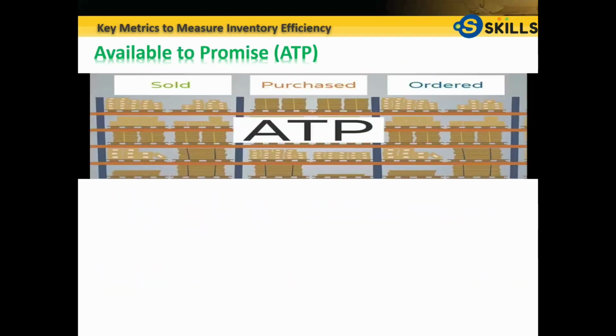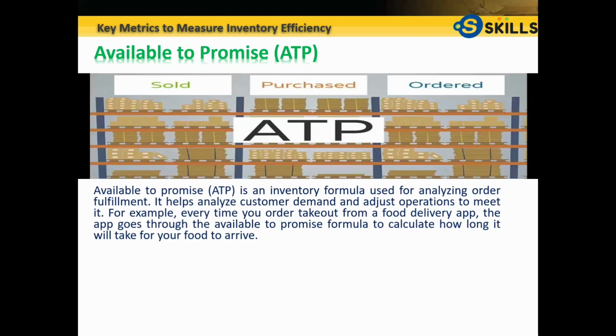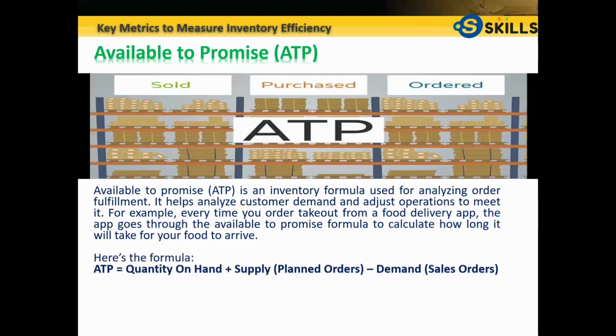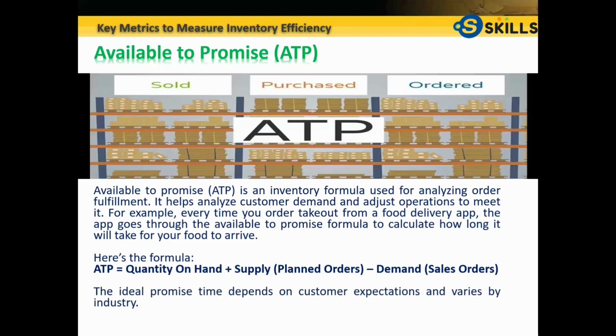Available to promise, ATP. Available to promise, ATP is an inventory formula used for analyzing order fulfillment. It helps analyze customer demand and adjust operations to meet it. For example, every time you order takeout from a food delivery app, the app goes through the available to promise formula to calculate how long it will take for your food to arrive. Here's the formula. ATP equals quantity on hand plus supply, planned orders minus demand, sales orders. The ideal promise time depends on customer expectations and varies by industry.